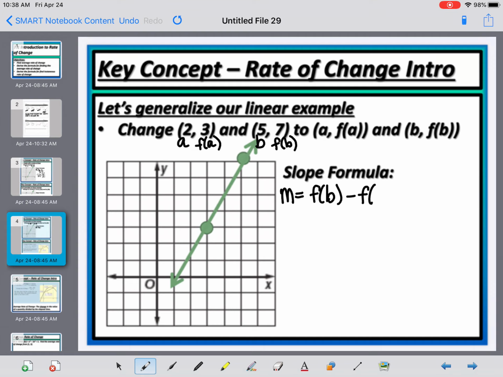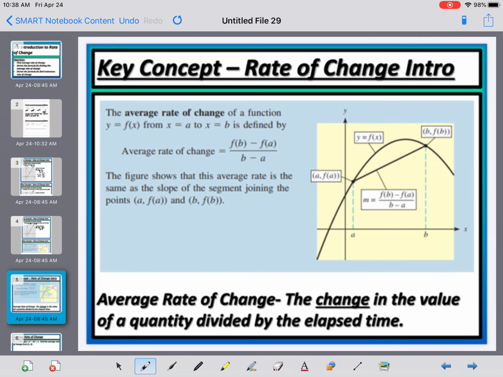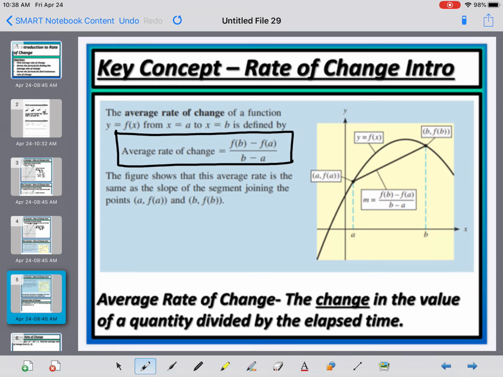So that new formula for my slope would become f of B minus f of A over B minus A. It's still representing the change in y over the change in x, but we're starting to make our notation a little bit more mature, because we're trying to get to a certain point here. By the end of the video, all of this is going to come full circle. So what we have now is a formal definition and formula for average rate of change. Average rate of change is f of B minus f of A over B minus A.